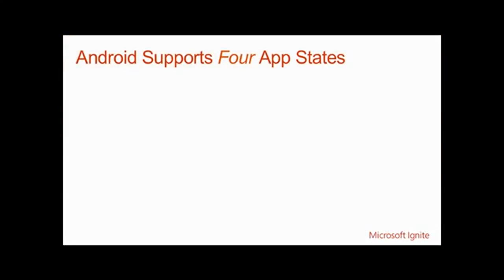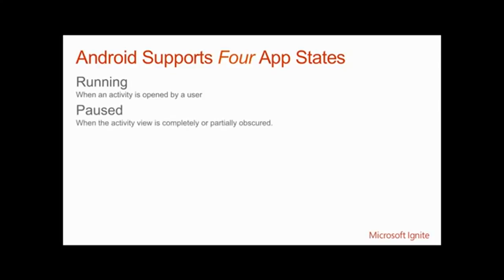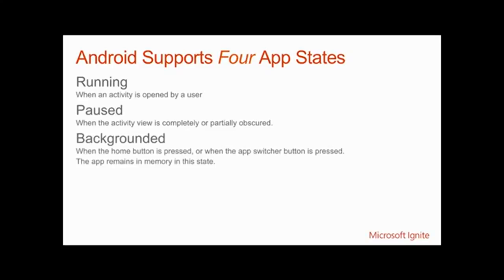So Android gives us 4 states, where iOS gave us 5. Again, running, similar to is running, fairly self-explanatory. So yeah, running, an activity is opened by a user. Paused is when an activity view is either completely or partially obscured. There's then backgrounded, which means the home button's been pressed or the app switcher has been triggered. And in this state, the app is still in memory. And then there's stopped. It's not running at all. You've either come out of the app or the operating system has shut it down because it's low on resources. It's running out of memory.